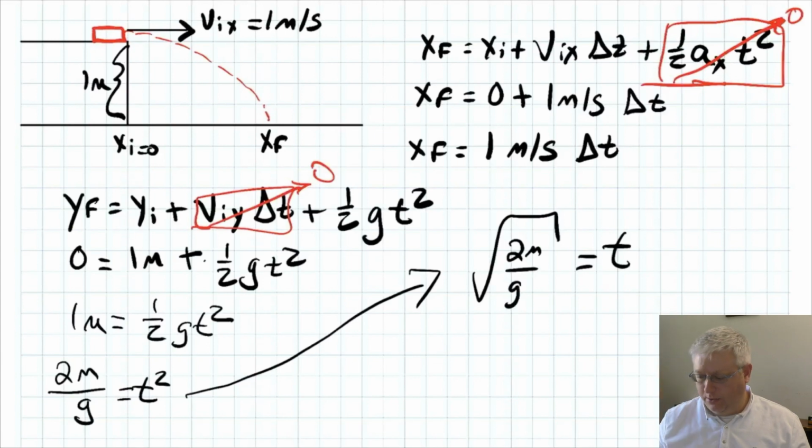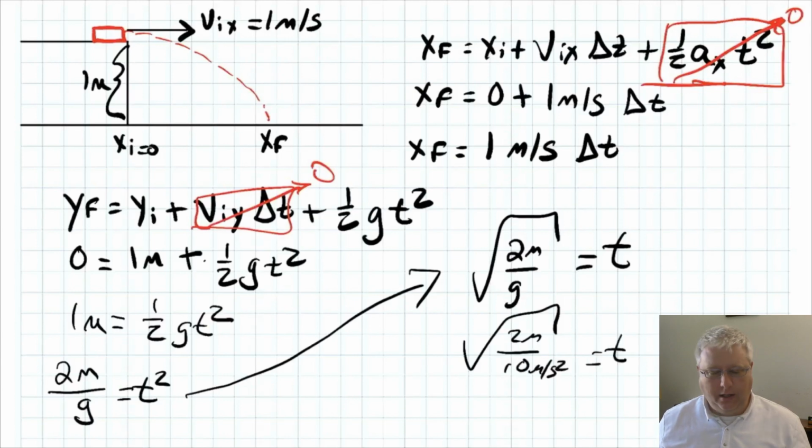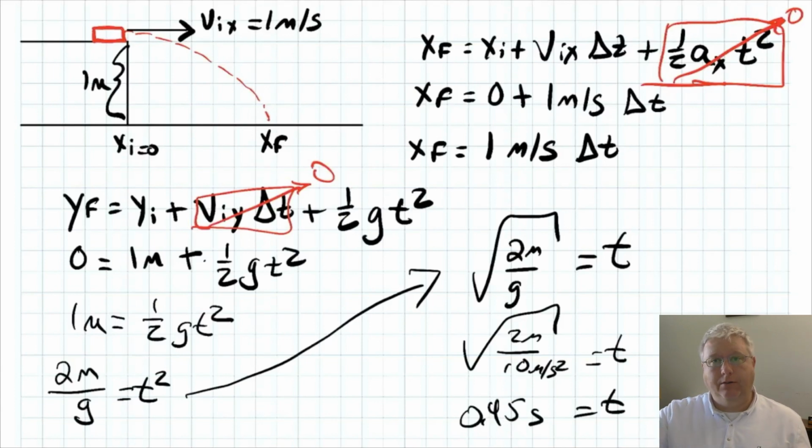All right, so g, remember, is 10 meters per second squared. So then our time is 2 divided by 10, 0.2. Square root of that is about 0.45. So our time is about 0.45 seconds. So it takes almost half a second for it to fall that 1 meter. All right, now we can plug that in to what we had earlier.